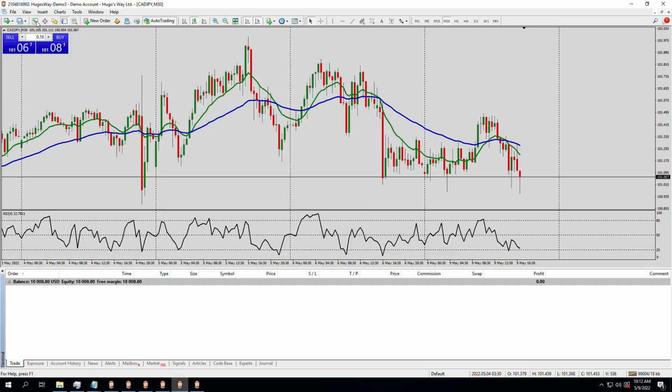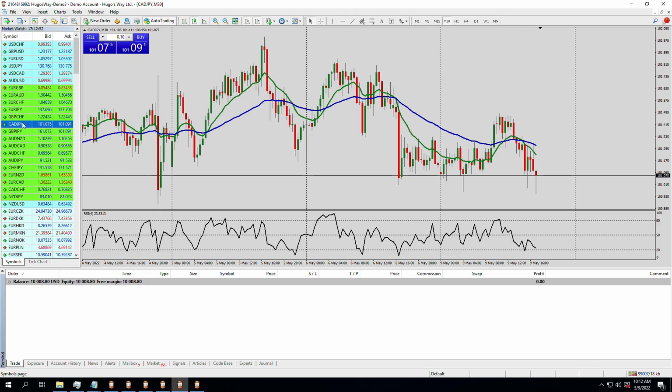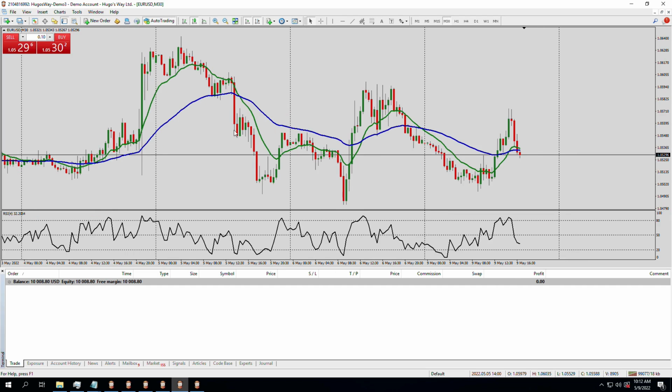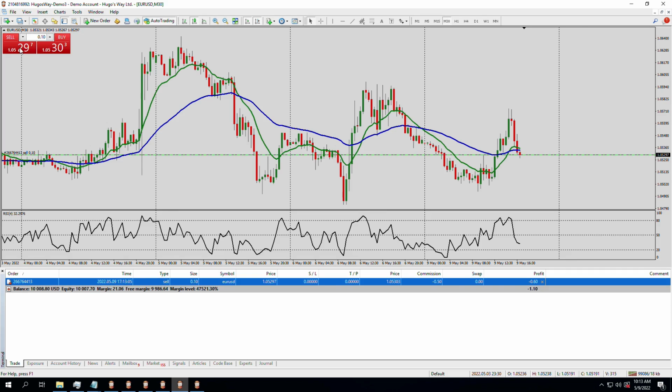I'm going to open up the market watch here. EUR/USD. Here it is. I'm going to drag it to this live chart. And we said we're going to do a sell. I'm at 0.1 lot size. I'm going to go ahead and hit sell. Random trade entered. EUR/USD sell.